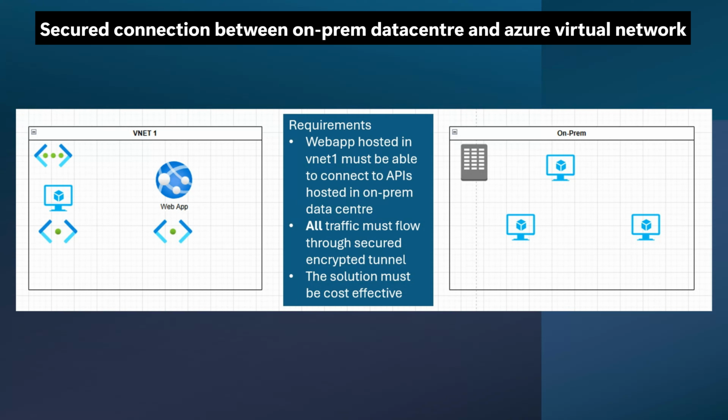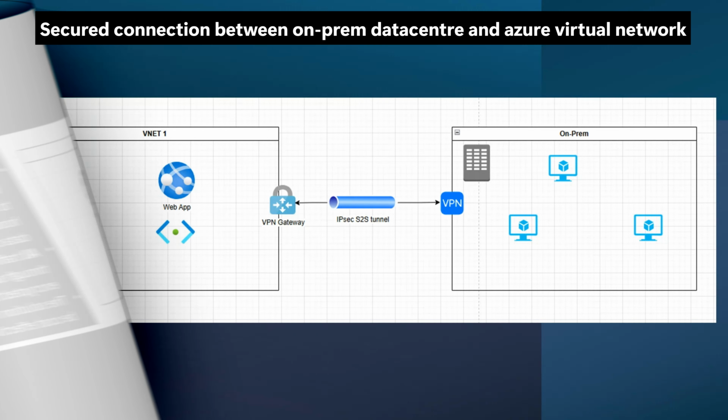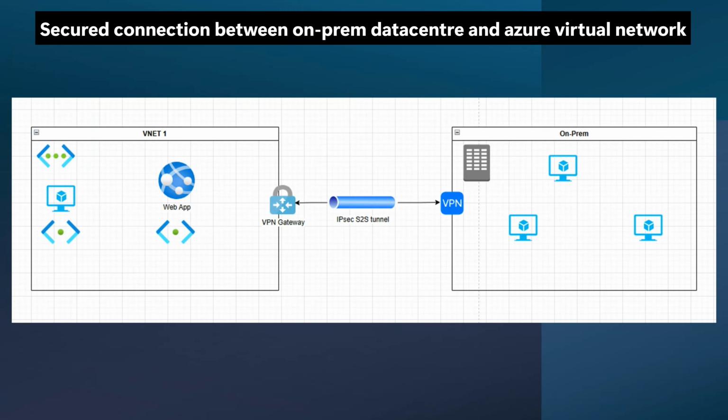We also have an on-prem data center where we are hosting some APIs. Now, the requirement is the web app in VNet 1 needs to connect to the APIs in the on-prem data center. The traffic must flow through a secured encrypted tunnel, and the solution must be cost-effective. In the previous scenario, we created VNet Peering because we had two VNets in Azure, but in this case, we have VNet 1 in Azure, and we have an on-prem data center, and we cannot use VNet Peering in this case. Instead, we have to use VPN Gateway or Virtual Network Gateway.